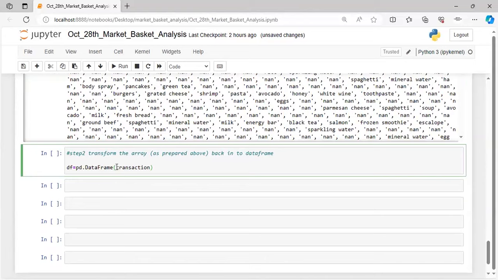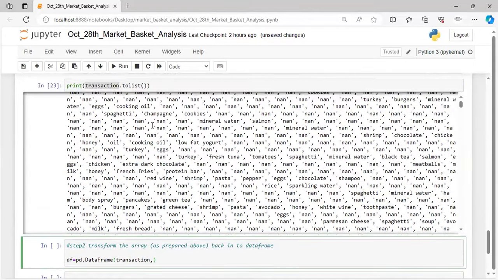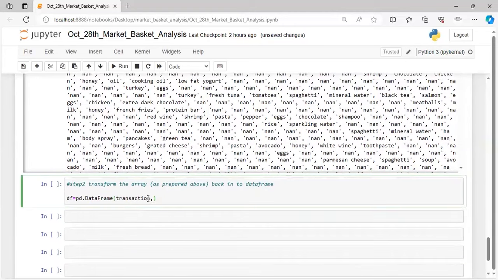Whatever these are, they are nothing but the names of the items. These names of the items we will take as a column. This df is the data frame I have created, with columns equal to items. I created a column named item.